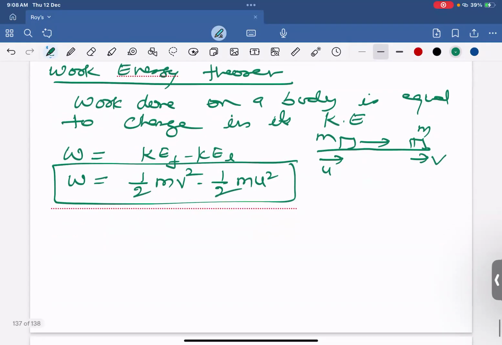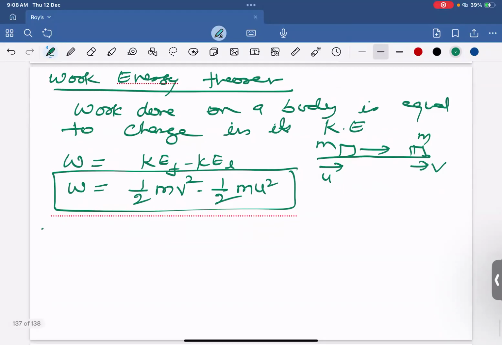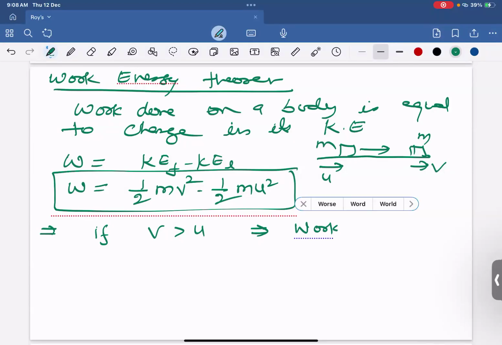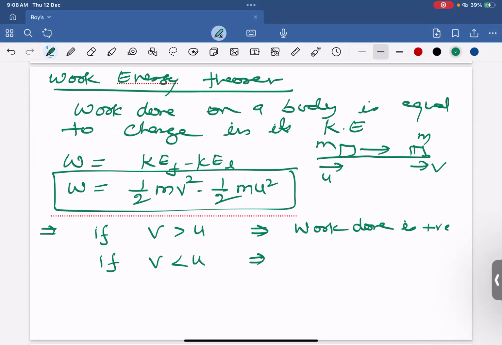Here are a few more points. If final velocity is more than initial velocity, that means the particle's velocity is increasing with time, then this work done will be positive. If final velocity is less than initial velocity, that means velocity is decreasing, then this difference will come out negative. So we say that work done is negative.